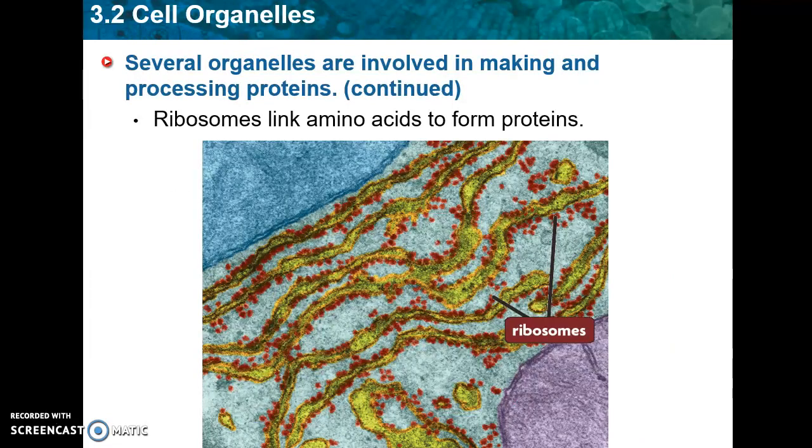Again, we're still talking about making proteins here, which is super, super important to the body's functions. Ribosomes are going to link amino acids to form proteins. Makes total sense because amino acids are the monomer of the polymer protein.